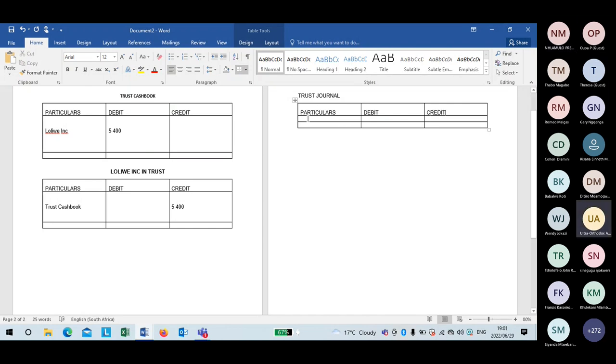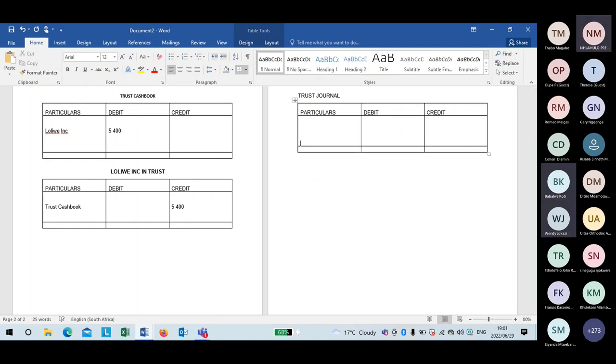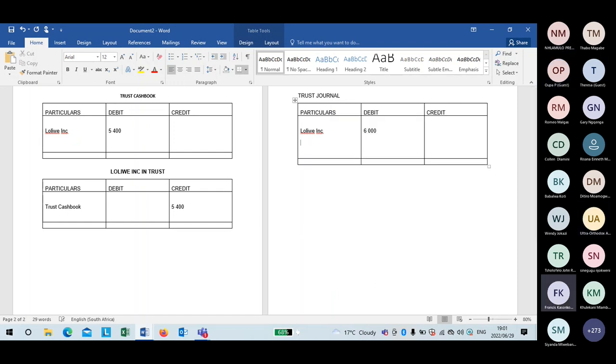What do we do on the trust journal? We record the collected amount. Slowly we ink. Debit. We debit how much? 5,400. 6,000. My apologies. And what else? It was to ledger. But we only recorded Lollyway Inc. in the trust journal.